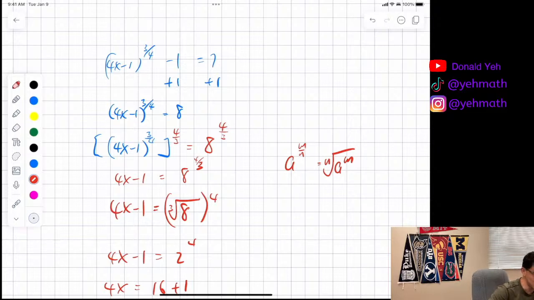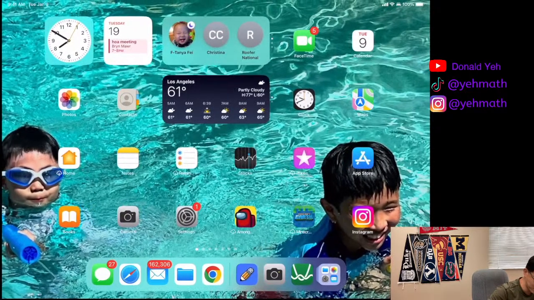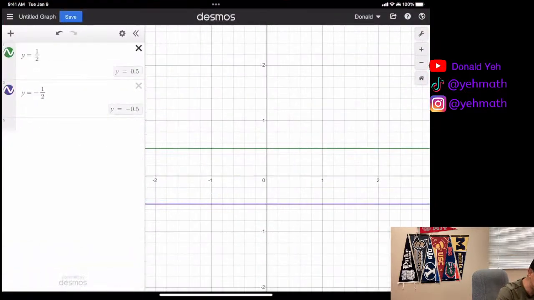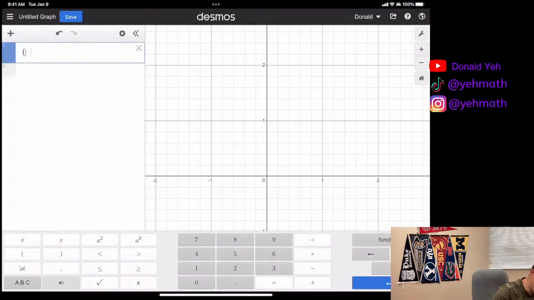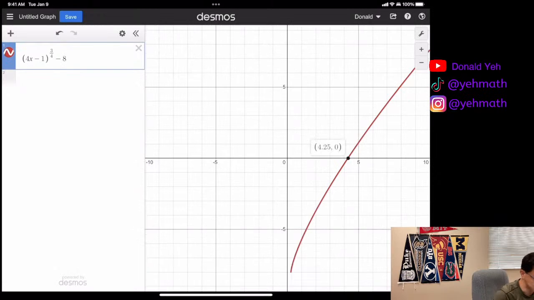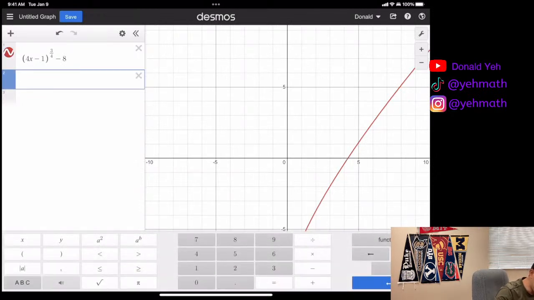So understand what the graph is. Move everything to the other side. It's going to be 4x minus 1 to the 3/4, and minus 8, right? Because I moved everything to the other side. And I just graph that. You don't need to graph the equal sign. You just graph that. And you're going to see here, it's 4.25. You see 17 over 4 is 4.25.